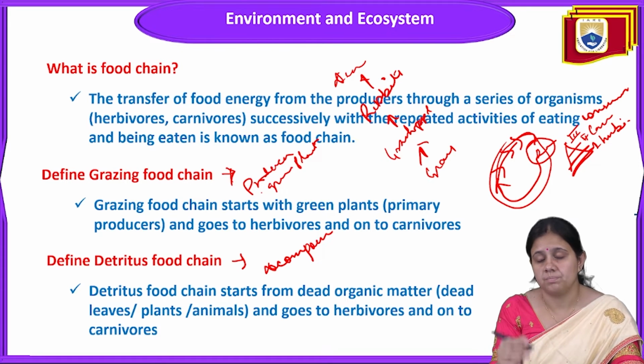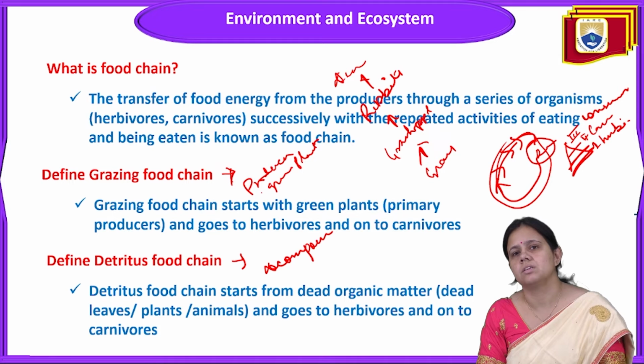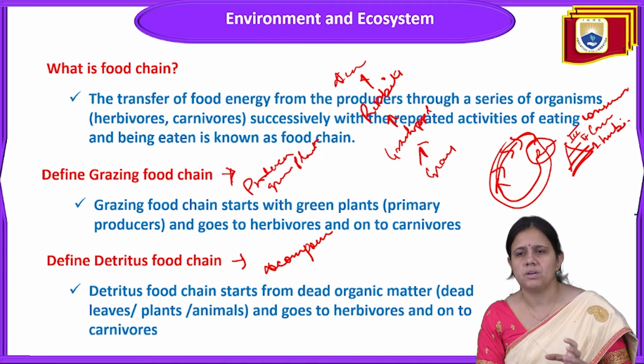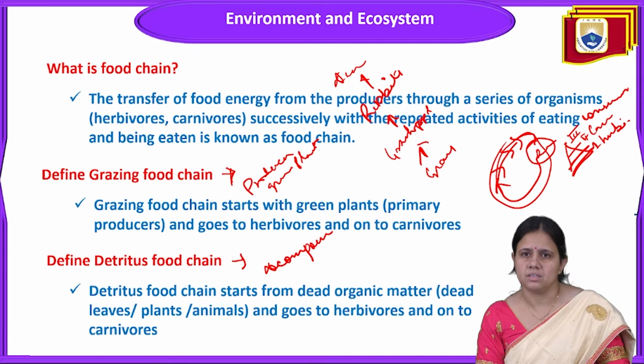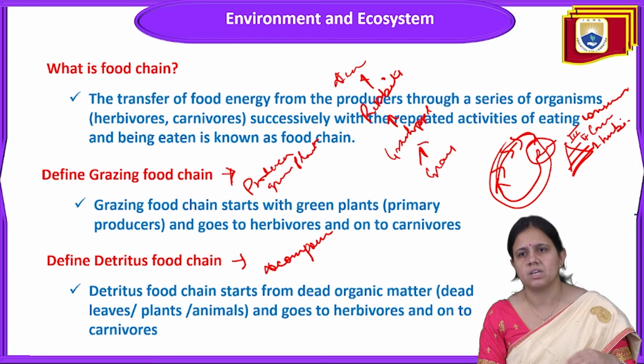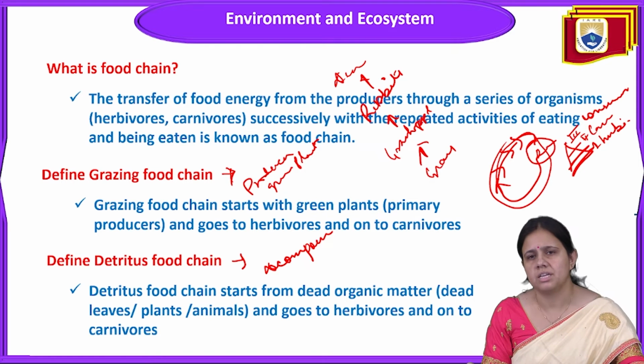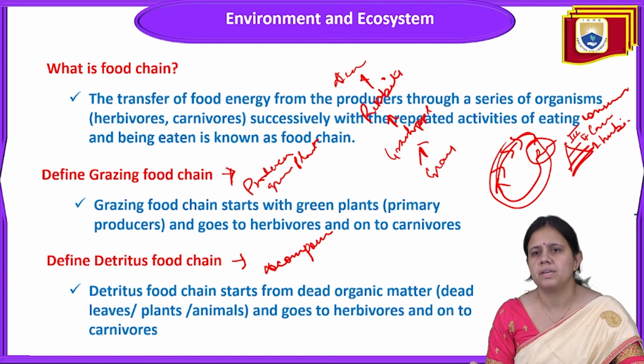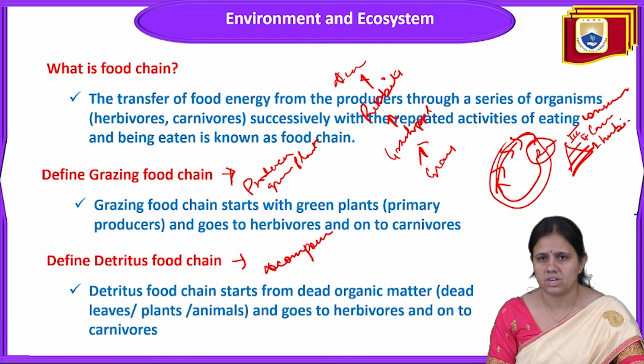So the grazing food chain starts with a green plant, and it is the normal kind of food chain that comes in an ecosystem. The normal food chain starts with a green plant, the primary producer, goes to the secondary consumer and then to the tertiary consumer. So this is all about the grazing food chain. And next, the detritus food chain. This food chain starts from any dead organic matter like dead leaves, plants or animals, and goes to the herbivores and to the carnivores. This is about the detritus food chain.